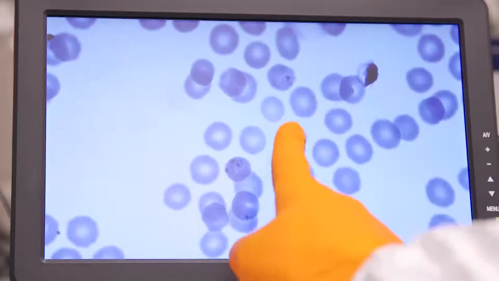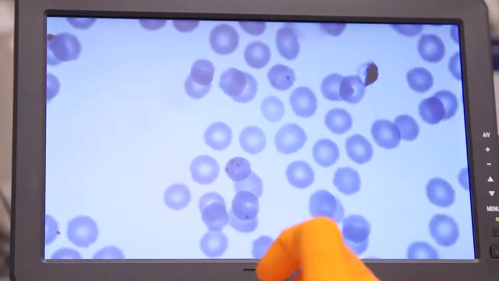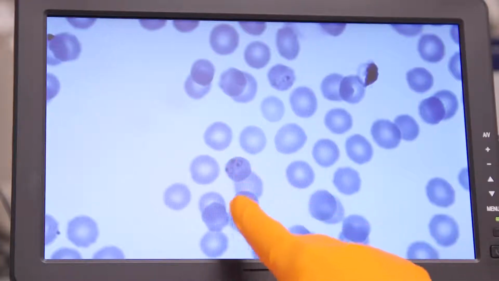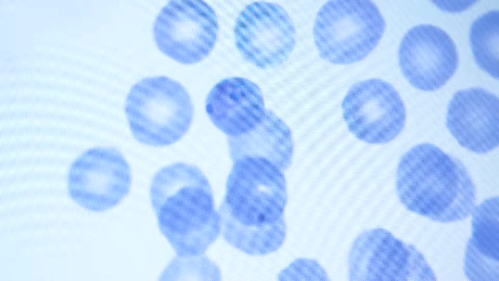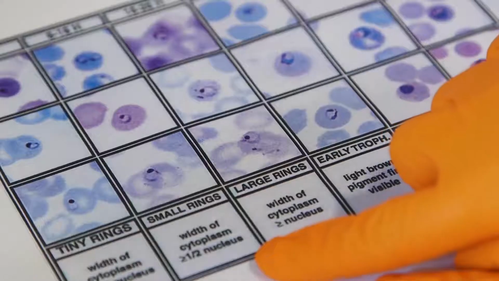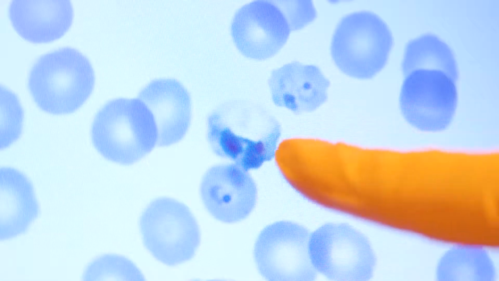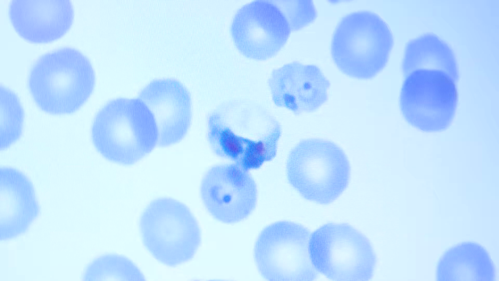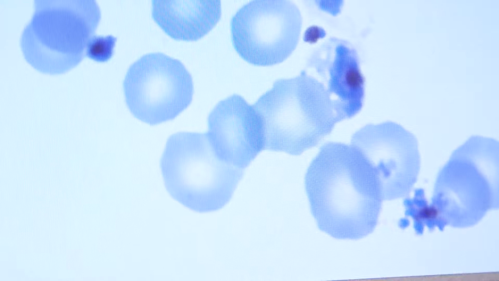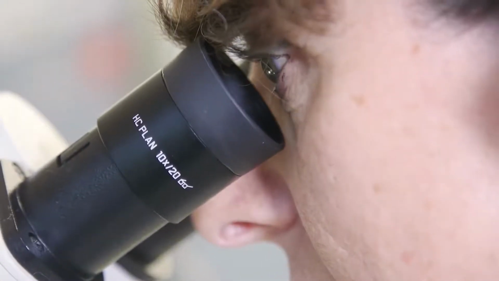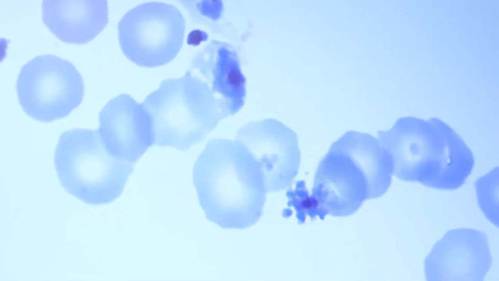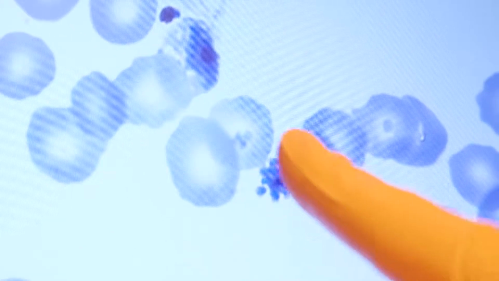So we see the red blood cells in light blue, and within the red blood cells we can see darker purplish forms of the parasite. The very small ones are rings that will then grow into bigger parasites called trophozoites, and these will start multiplying and forming a schizont. This is the mature form of the parasite that will burst out of the red blood cell and invade new cells.